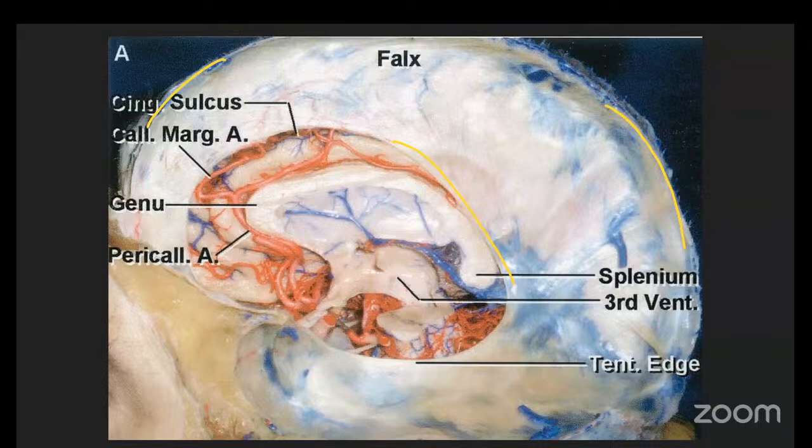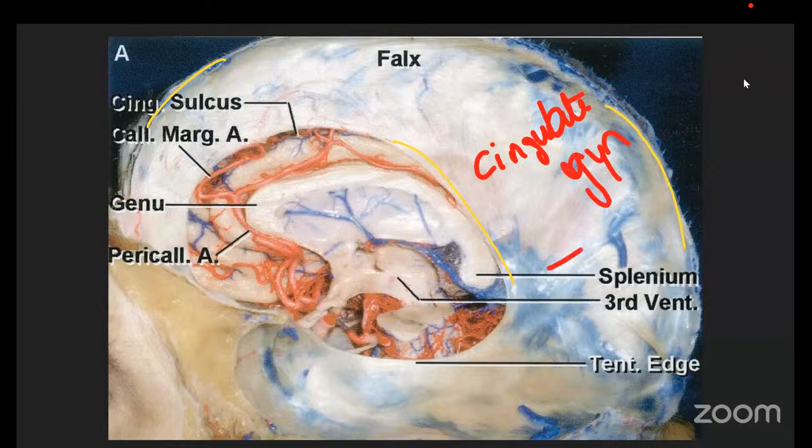Corpus callosum and cingulate veins. Your voice is not audible. Can you say that again? Okay, so we have two structures. We have the cingulate gyrus plus we have the corpus callosum, depending on how anterior or how posterior we are. Because we discussed this, that the falx is shorter anteriorly and broader posteriorly.